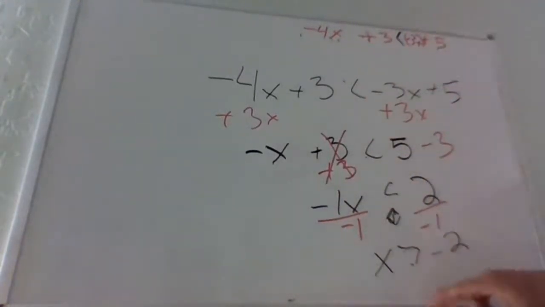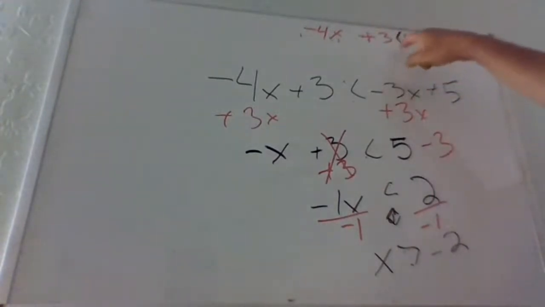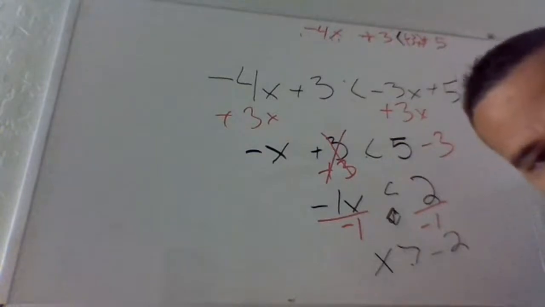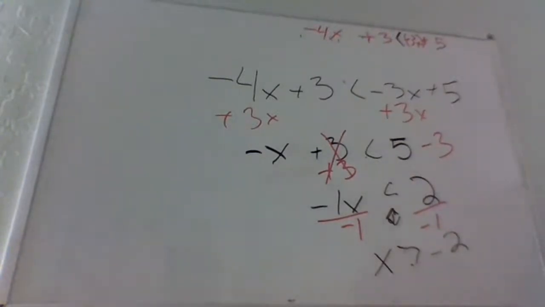Because I realized, wait a second, no, x has to be greater than negative 2. I'm sorry. I wrote the inequality sign the wrong direction. So x is greater than negative 2. So out of all of these solutions, it would have to be D.